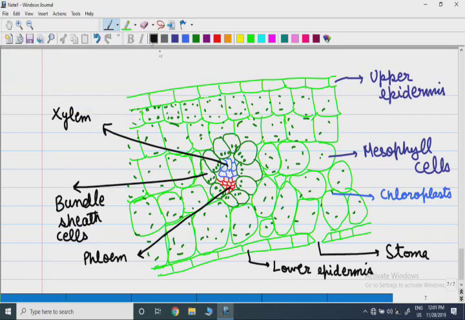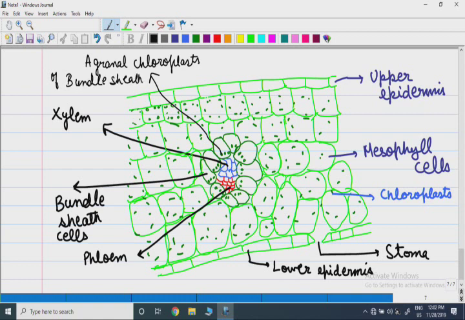Now the chloroplasts of bundle sheath cells are agranal, or without grana. Agranal chloroplasts of bundle sheath cells. Now this diagram is complete. So let me know as soon as you have finished.